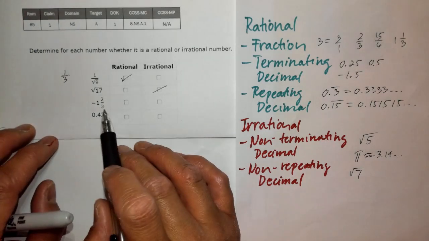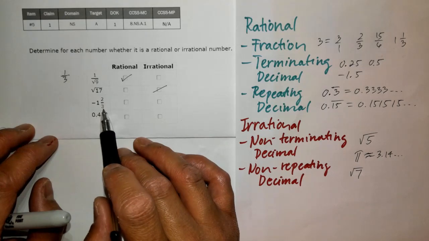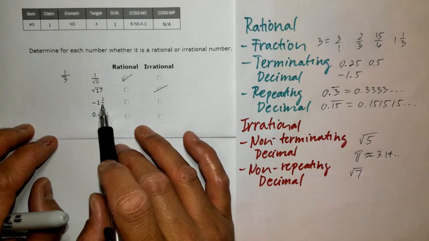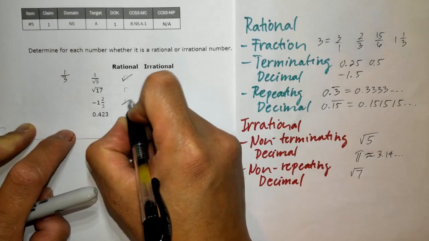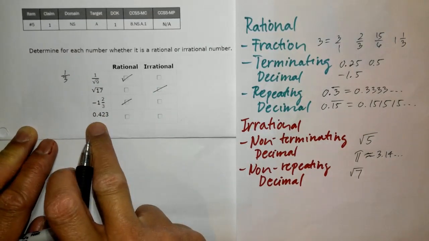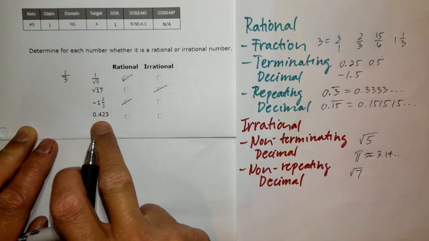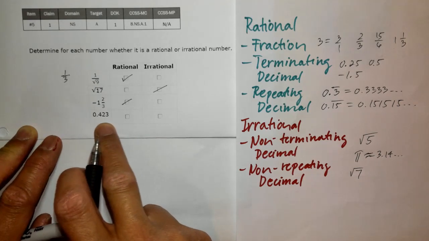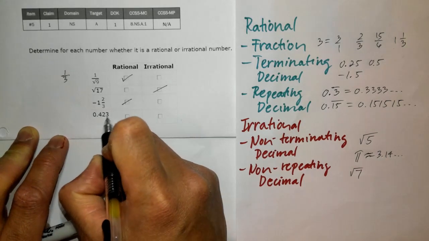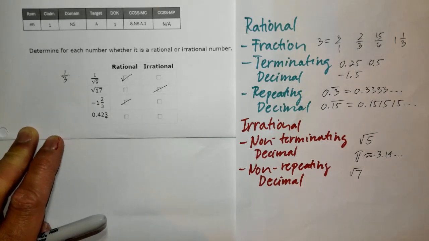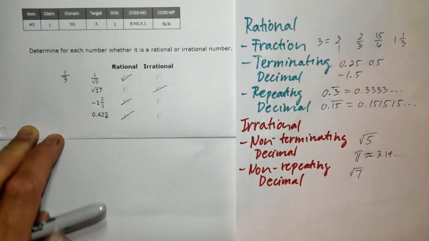Now next, negative 1 and 2/3. This one is a mixed number. So therefore this is a rational number. Then the last one is 0.423. This one is a terminating decimal because we can determine the last digit to the right. So therefore this is a rational number.